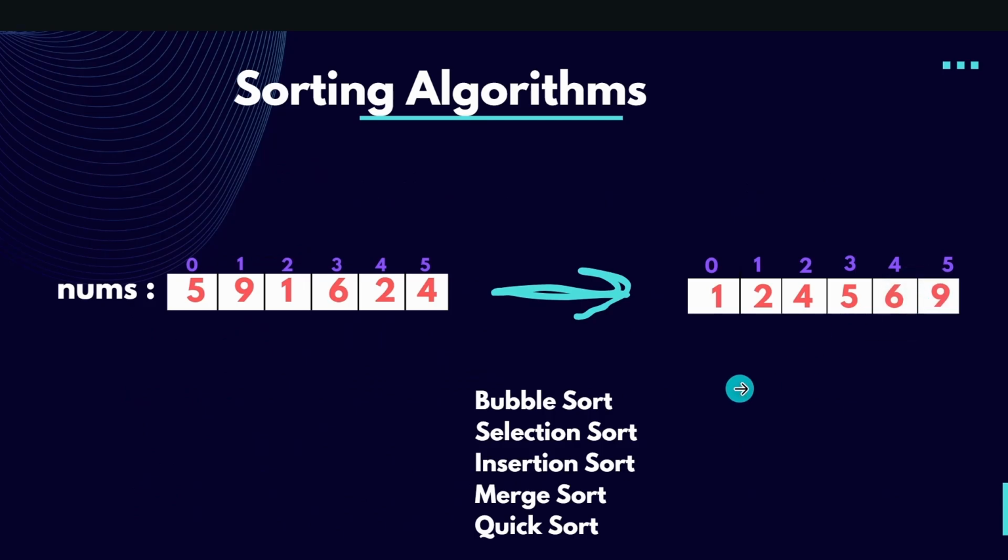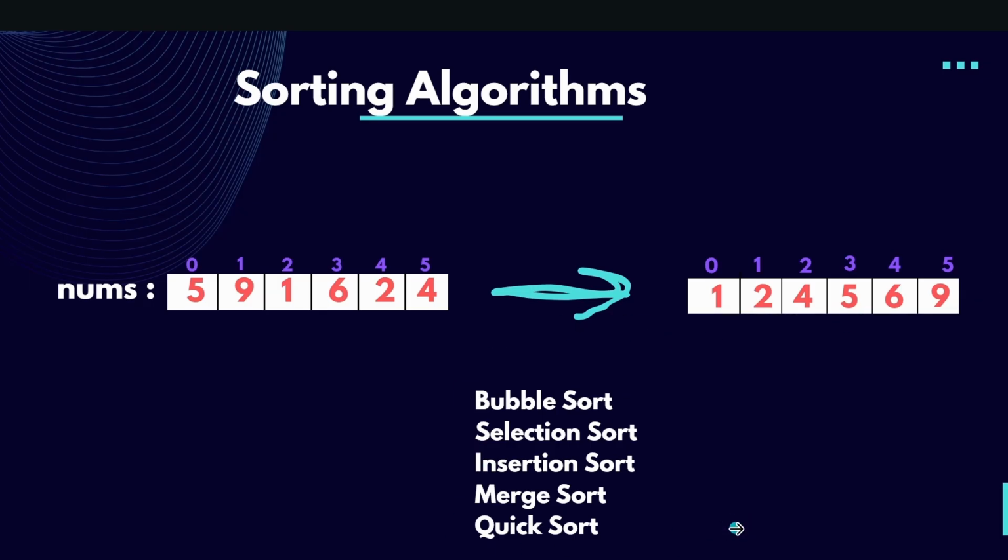Before understanding the bubble sort method, let's understand what is meant by sorting. Assume you are given this kind of array of nums. You already know it is zero-based indexing. The numbers are in random order. Suppose you want ascending or descending order. You can achieve this with algorithms like bubble, selection, insertion, merge, quick. Any of these will give you the same result, that is this array only.